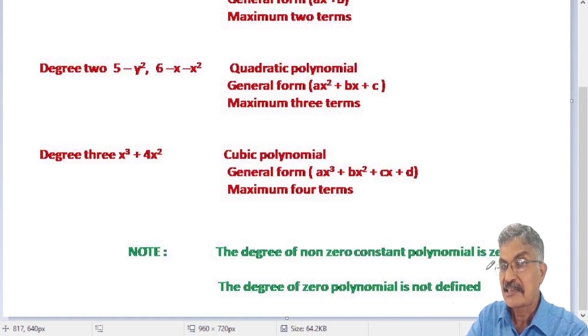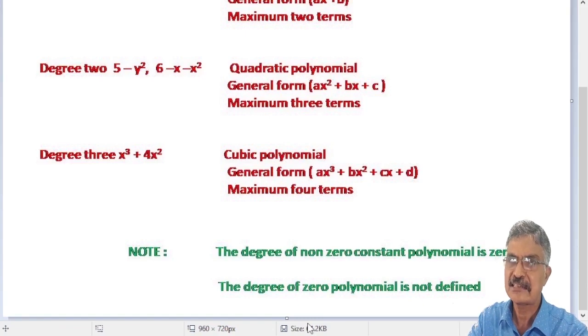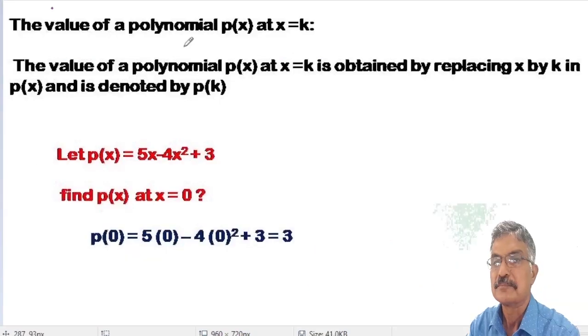We have also studied constant polynomials. The degree of a non-zero constant polynomial, this concept is very important, is 0. That is, if we take the polynomial p(x) is equal to 5, it is a non-zero constant polynomial.